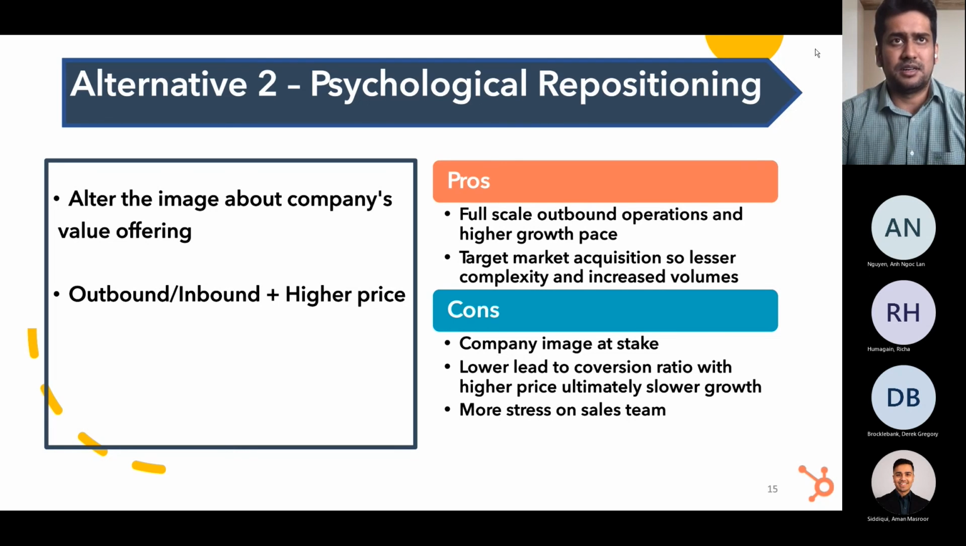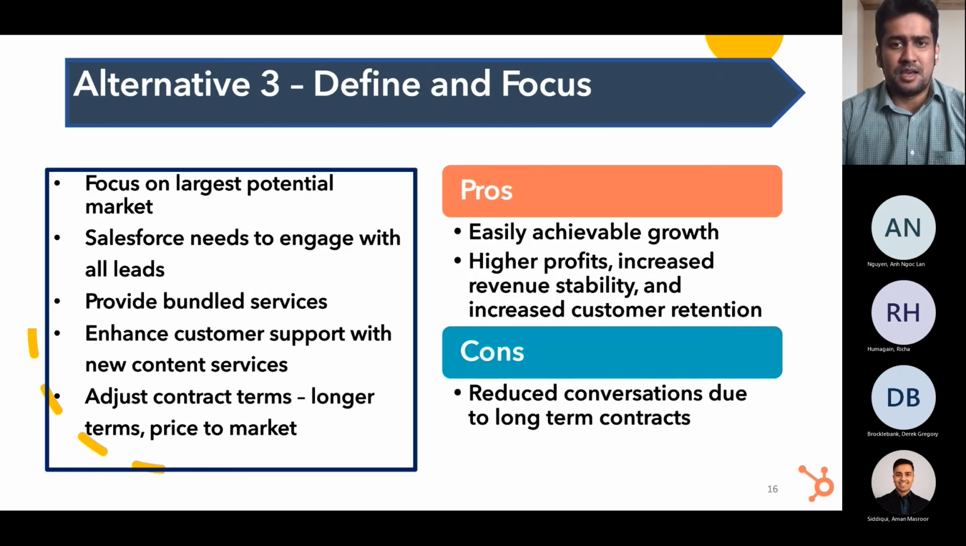Now, let's evaluate the third alternative plan: define and focus. In this plan, what we are suggesting is that we define our segment, which can help HubSpot grow quicker with lesser burden on management, without hampering the company's image and with the lowest acquisition cost as well. This may sound too good to be true, but let's see the plan.